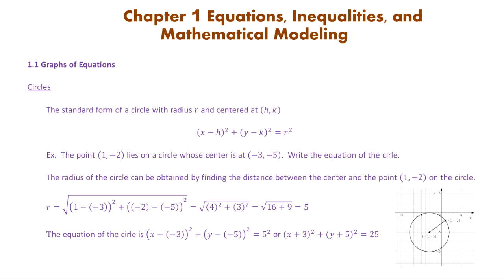So the equation of the circle will be (x minus h), which is -3, plus (y minus k), which is -5, squared, equal to r squared, which is 5 squared. And simplified, you get (x plus 3) squared plus (y plus 5) squared equal to 25. 5 squared is 25. Okay. So that's the equation of the circle. The x, y coordinates on the circle have to satisfy this equation. All right.